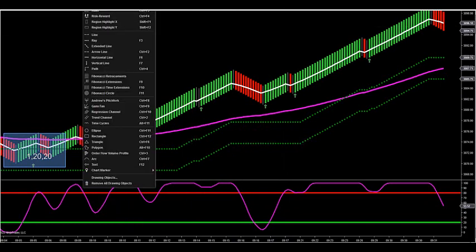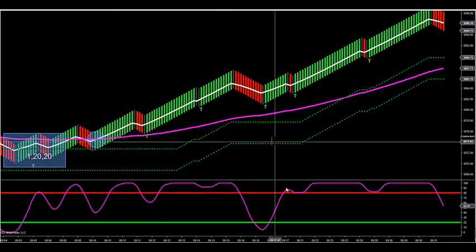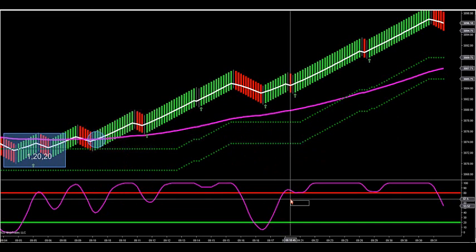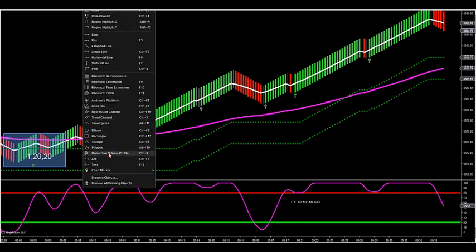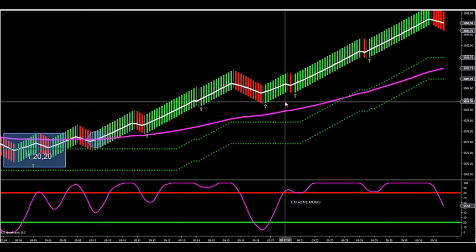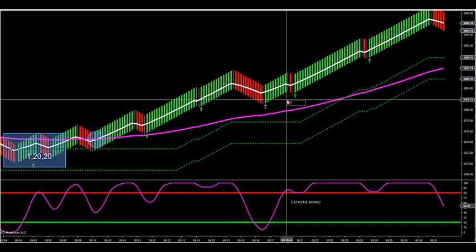This is an extreme momentum too. This is the best momentum trade you're going to get. Look at the extreme momentum. It stays above 80. Love these setups. They happen every single day, over and over again. You just got to be patient, wait for them. That's an extreme Momo.